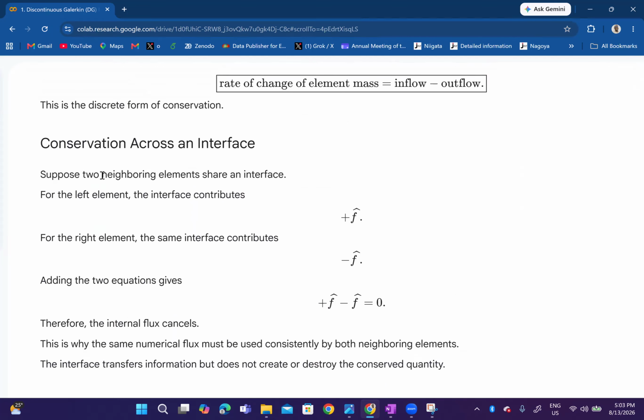So we then have conservation across an interface. Suppose two neighboring elements share an interface. For the left element, the interface contributes plus f cap.